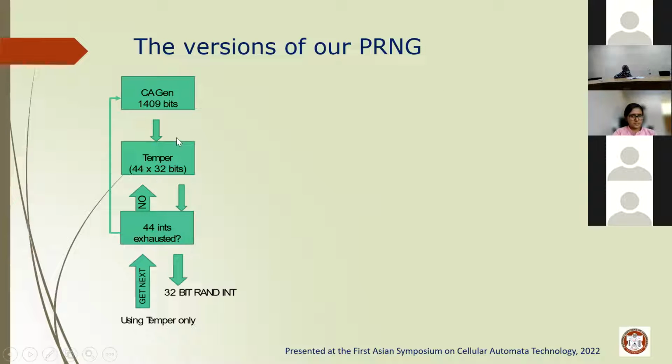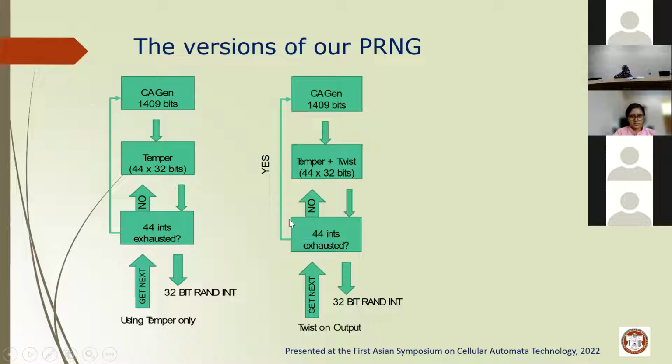This is the basics, our basic PRNG that we have developed so far. Now we changed it to this, that is, we took the CA generation, we applied temper and twist. If someone requests one number, we'll keep on generating numbers. If 44 bits are exhausted, then again we will go for CA generation, and then again we will apply temper plus twist. That is the twist on output.